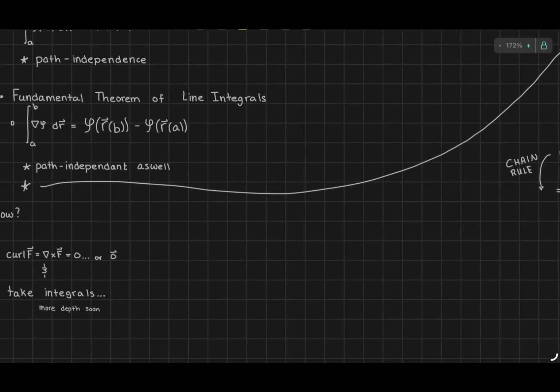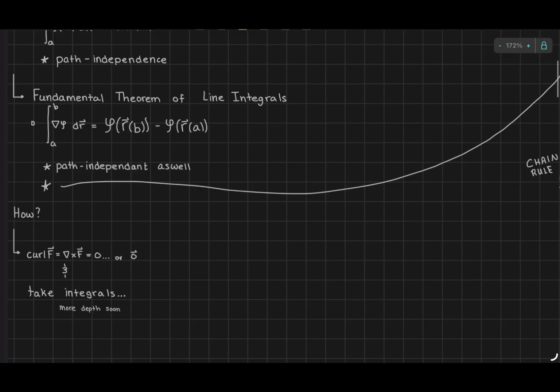So that is the fundamental theorem of line integrals. That's pretty much what the conservative vector field is important for. Just like I said, reiterating, curl of f has to be 0, or the 0 vector, for it to be conservative. Then we're going to be taking integrals, which I will get into more depth soon, and then we are going to be evaluating at the endpoint and the beginning point.